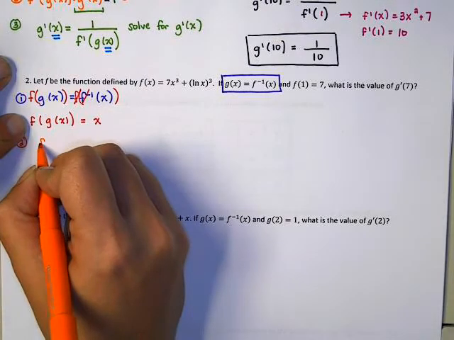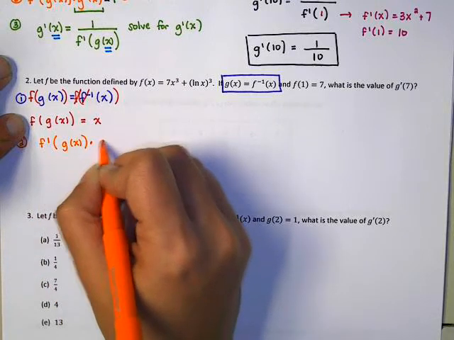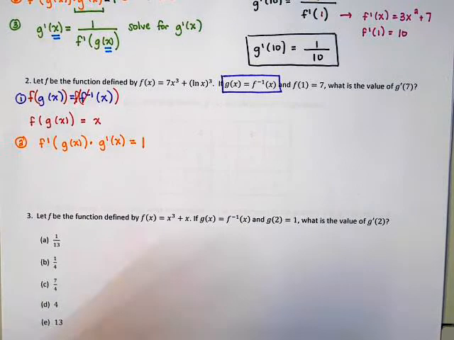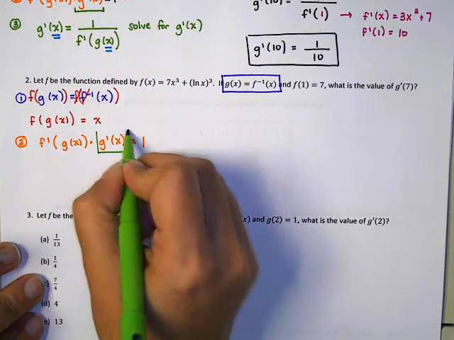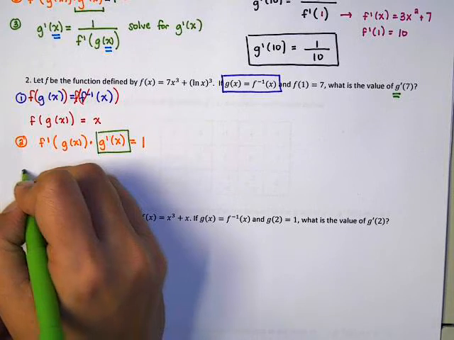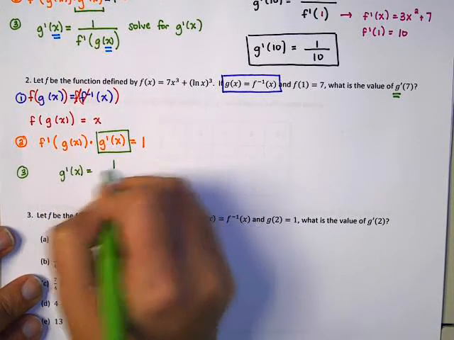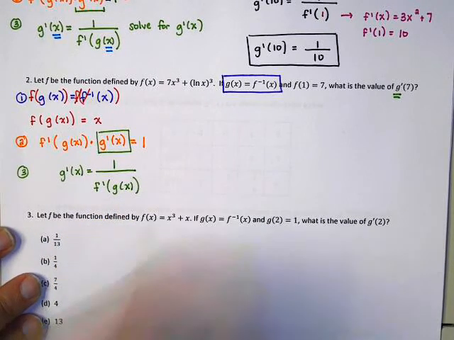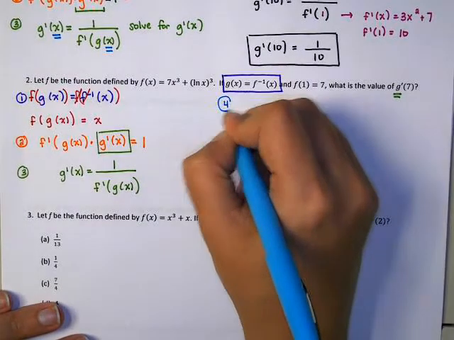So I'm going to have f prime of g of x times g prime of x equals the derivative of x, which is 1. Now I'm going to get g prime of x by itself because I'm asked here to find the value of g prime. So step number 3 is to say g prime of x equals 1 over f prime of g of x. Now that I have this equation, step 4 is to substitute and solve.